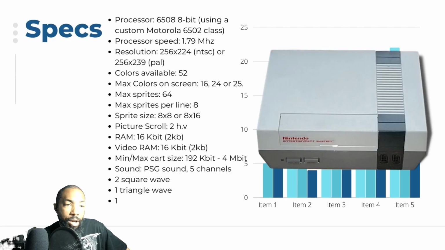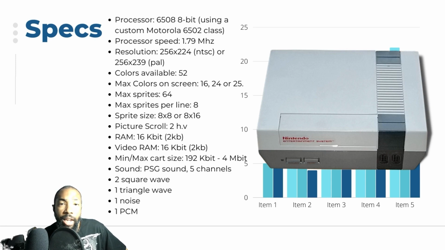All right, so let's talk about the specs of the Nintendo. This is the 8-bit system. It has an 8-bit processor, a custom Motorola 6502 class processor, with a speed of 1.79 megahertz. The resolution is 256 by 224 NTSC or 256 by 239 PAL. Colors available are 52, max colors on screen 16, 24, 25. Max sprites 64, max sprites per line 8.